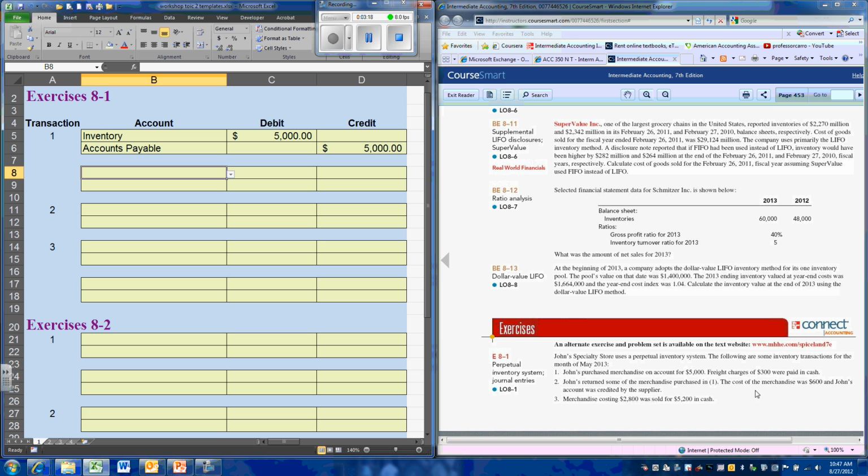The cost of the freight will be reflected in an increase in inventory. Inventory includes all costs that not only bring the merchandise into the business, but also all the costs that it takes to get that merchandise ready for sale. So we're going to increase inventory by $300, and since we're paying in cash, we'll decrease cash $300.